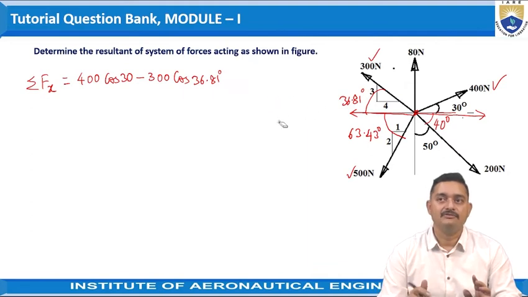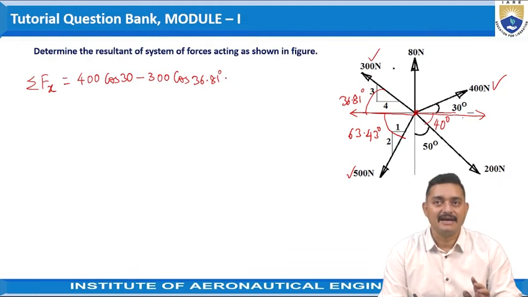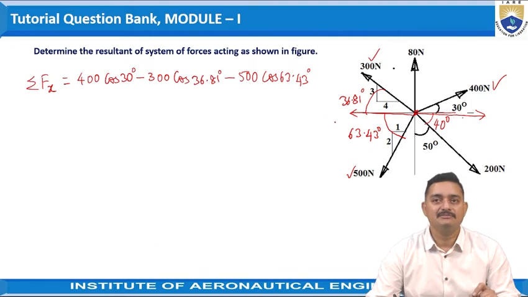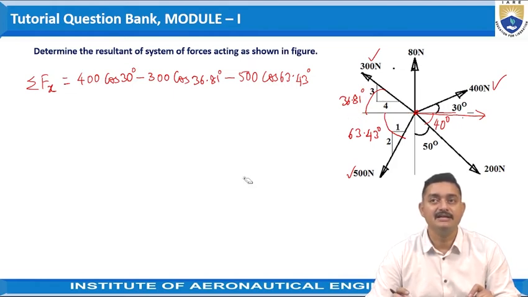Now, for the third force, which is 500 newtons, we can write the component as minus 500 cos 63.43 degrees. Why have we taken the minus symbol again? The negative symbol is taken because the component is acting in the negative axis direction. That's the reason we have taken it in the minus form.